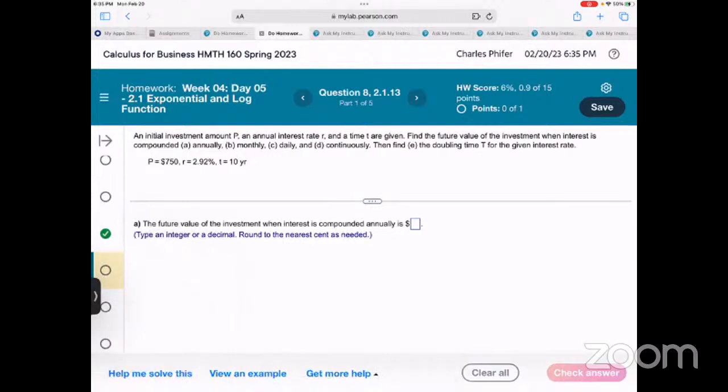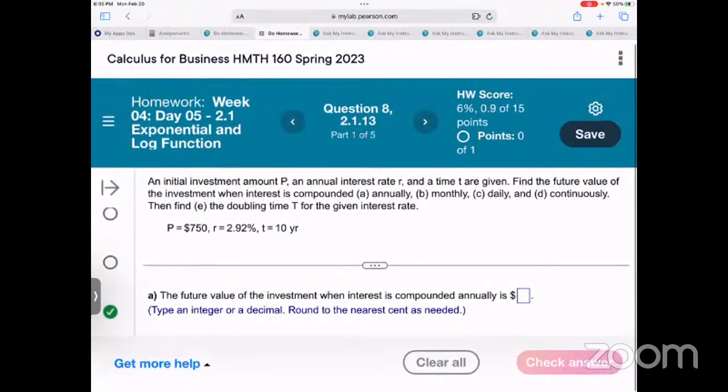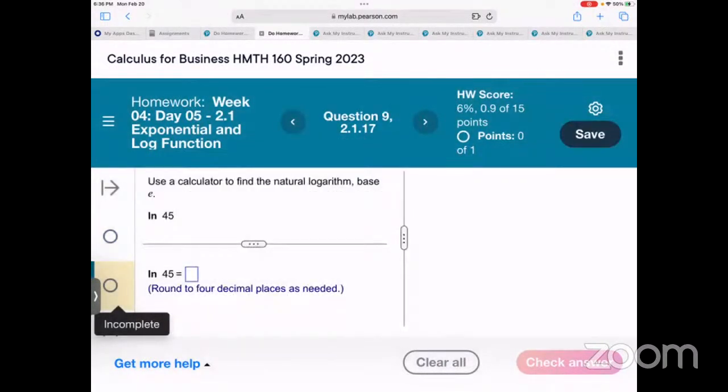I'll do a couple more here. It says an initial investment amount P, an annual interest rate R, and a time t are given. Find the future value of the investment when the interest is compounded annually. I'm going to skip this one. This is like college algebra. Now, if anybody needs me to go back and do that one, I will. Just say, hey, can we go back to that one? And then we can go back.